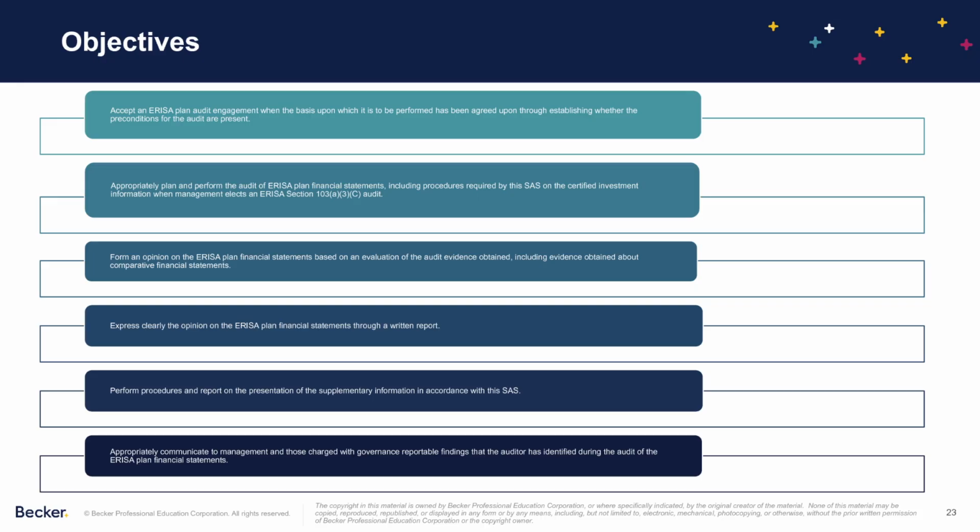It also covers how you express clearly the opinion on the financial statements through the written report, and perform procedures and report on the presentation of the supplementary information in accordance with this SAS, and then appropriately communicate to management and those charged with governance reportable findings that the auditor has determined during the audit of the ERISA plan statements. And so again, we mentioned earlier some changes in AUC 260, which is the auditor's communication with those charged with governance, as well as the additional written reps that would come from that.